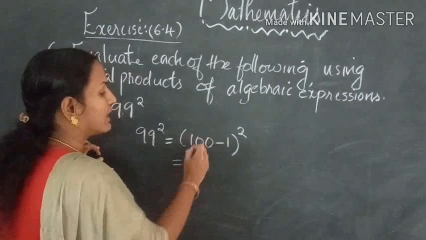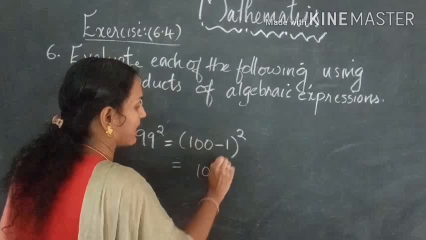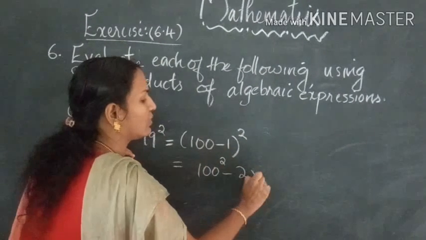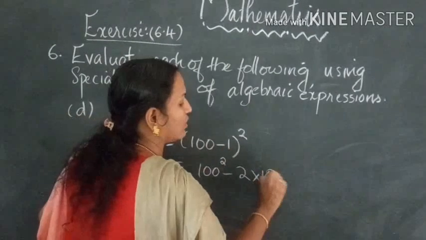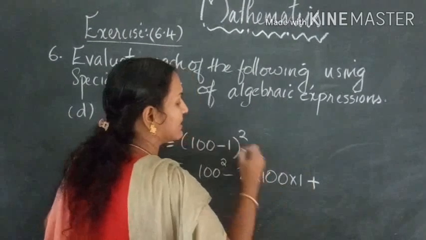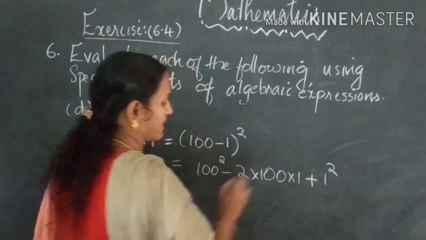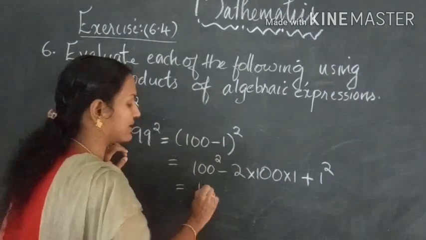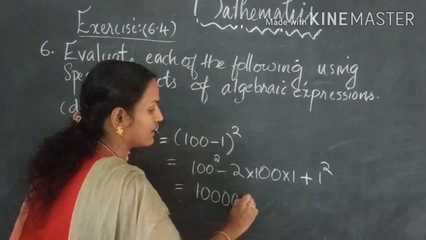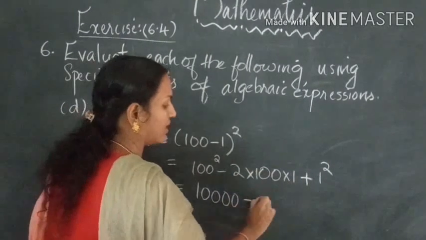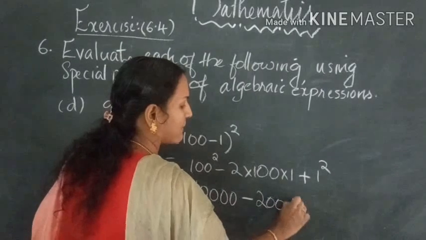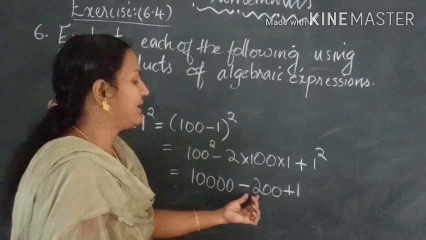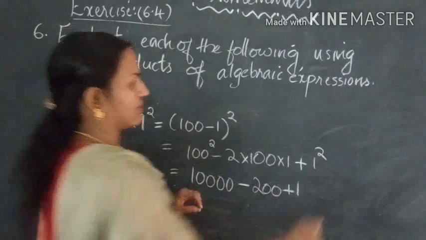It is equal to a square, 100 square, minus 2ab, 2 into 100 into 1, plus b square, 1 square. 100 square is 100 into 100, so 4 zeros: 10,000, minus 2 into 100 into 1, that is 200, plus 1.